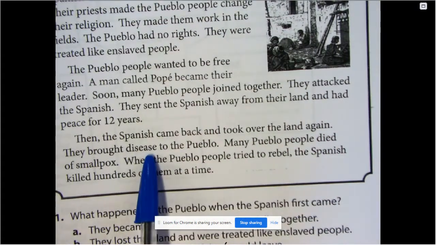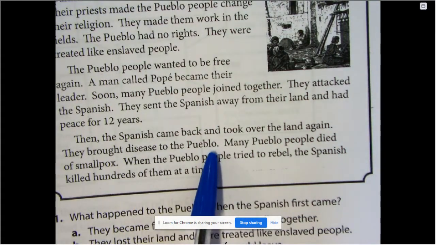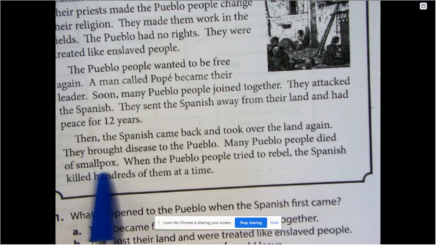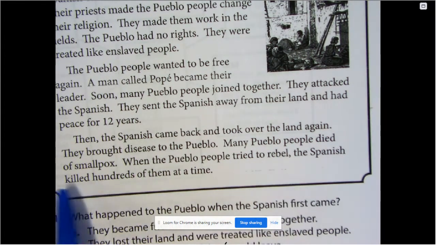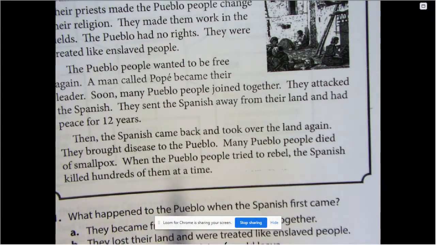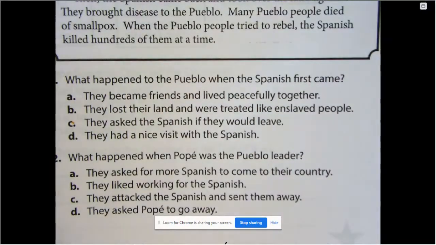They brought disease to the Pueblo because they had their own illnesses that the Pueblos were not used to. Many Pueblo people died of smallpox. When the Pueblo people tried to rebel, the Spanish killed hundreds of them at a time. Oh, terribly sad. Okay, let's ask these questions and then answer them.